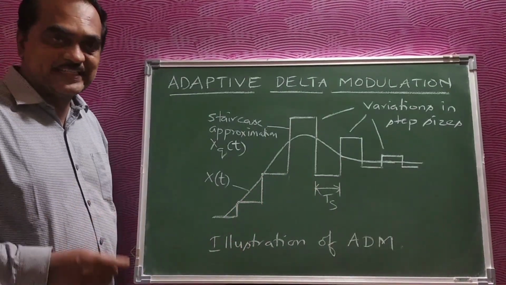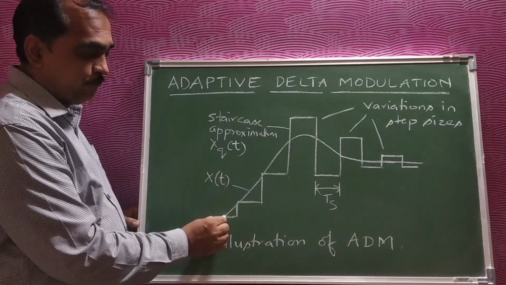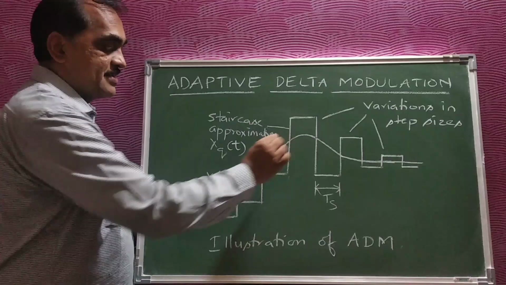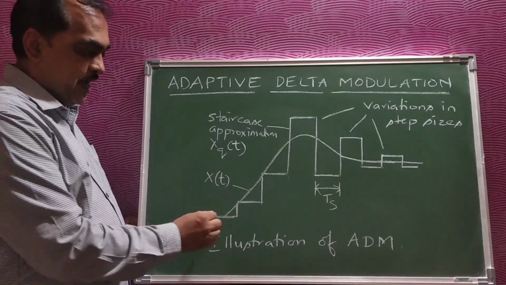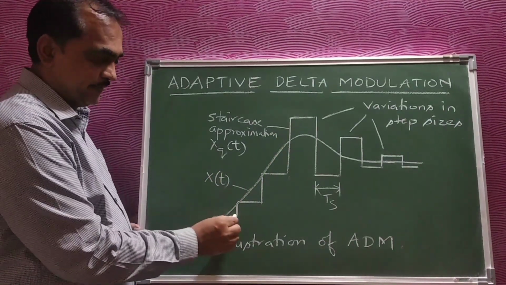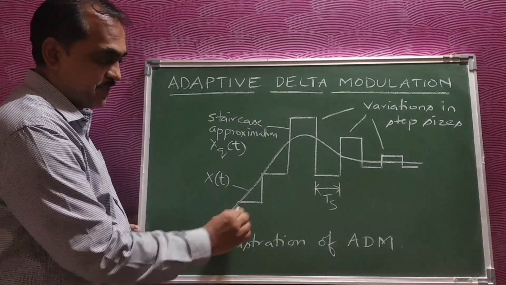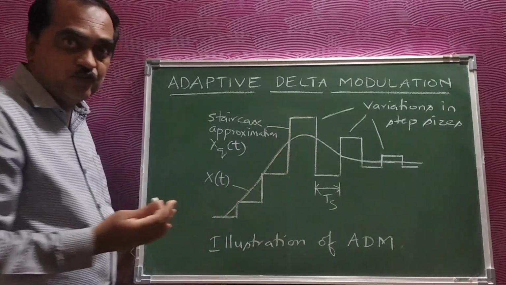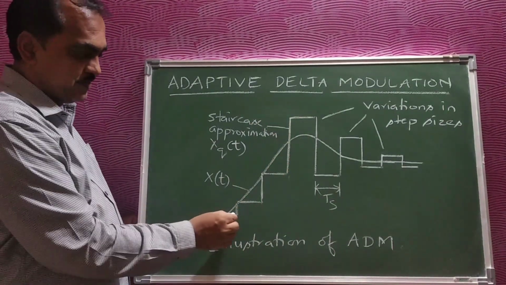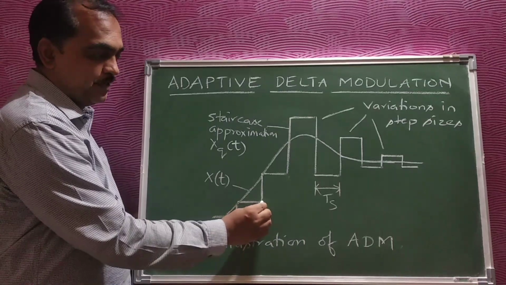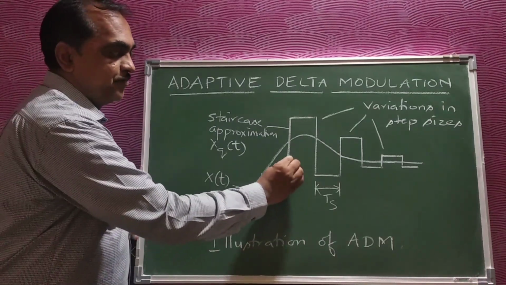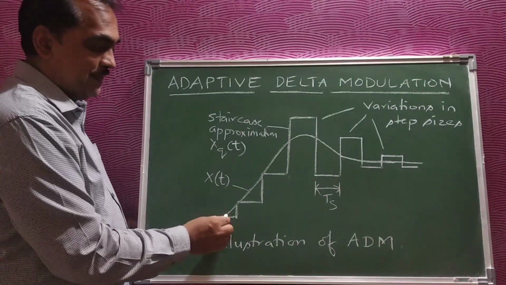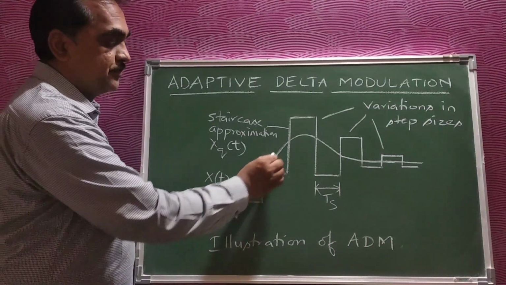But we can see that as the analog waveform is going very steep, according to the previous feedback, this step size, which was delta, is going on increasing. Here it was a little small, here it has become a little bigger, and here it has become even bigger. So the step size is increasing when the signal is going very steep.